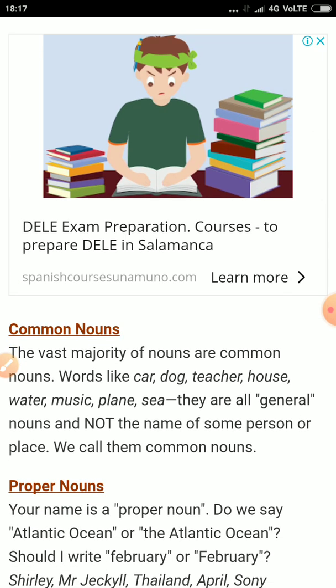Now we talk about the common noun. See, common noun: all things nearby you, all things surrounding you, that is called a common noun. Like boy, girl, man, woman, men, women. These are examples of common nouns. City, town, village, country, place, railway station, that is called a common noun.